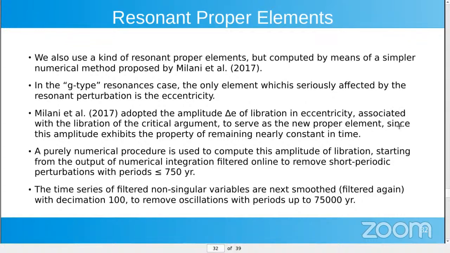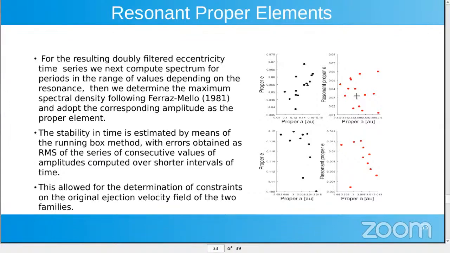So what are these? Milani et al. adopted the amplitude delta E of libration in eccentricity, which is associated with libration of the critical argument, to serve as a new proper element, since this amplitude exhibits the property of remaining nearly constant with time. Then a numerical procedure is used to compute this amplitude of libration, and this is filtered online to remove short periodic perturbations. Then the time series of the filtered non-singular variables is filtered again with a dimension of 100 to retain periods up to 75,000 years. So you can see the difference between standard proper elements, which are in black, and synthetic proper elements, which are in red.